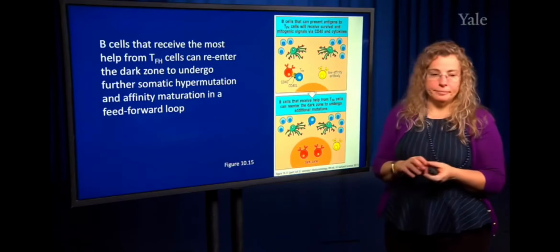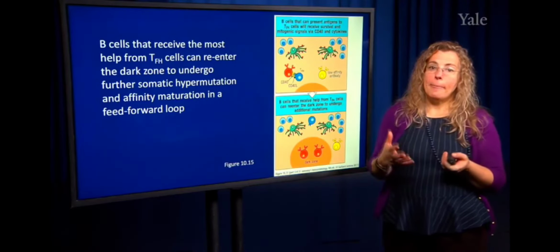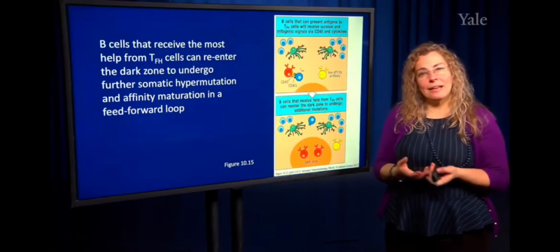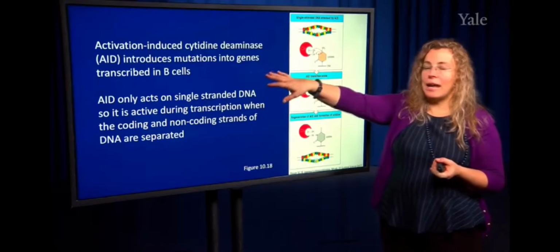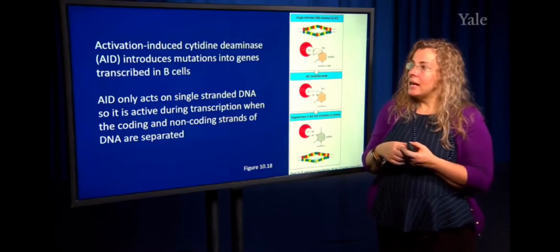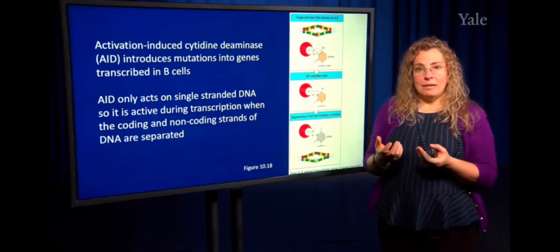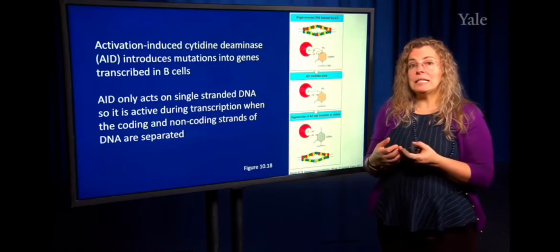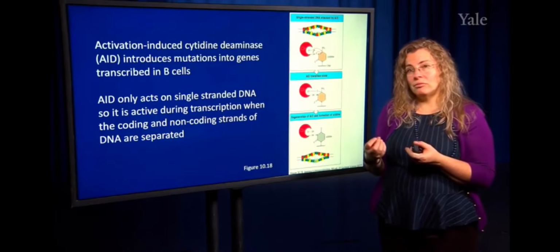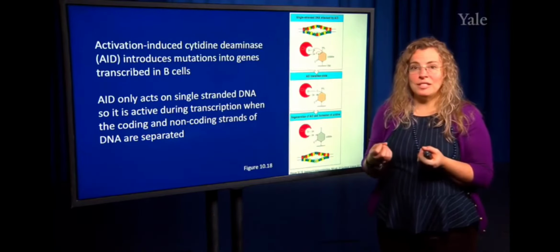Now, how does this mutation actually occur? That's where we bring in our AID enzyme. Cytidine deaminase actually takes the base C in DNA and makes it a U. And normally you don't have any U's in DNA, you only have uracils or U's in RNA.